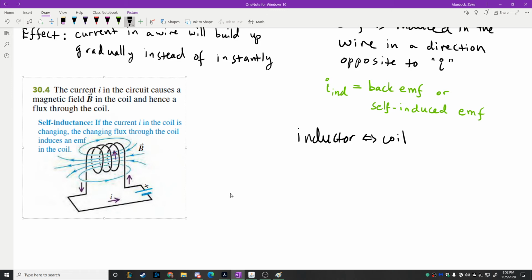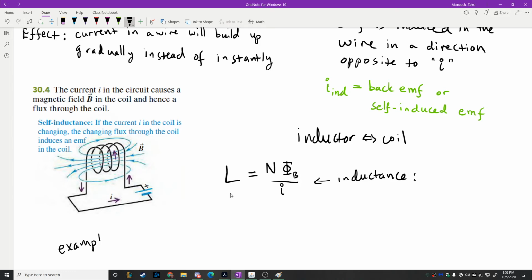We use the symbol L for inductance, okay? And the value of L is equal to N times phi B divided by the current that flows through your inductor. This is what we call inductance. And it depends mostly on how many coils you have. Depends on how many coils you have. So let me give you an example. So what's contained in this? It's L, it's flux, it's number of turns.